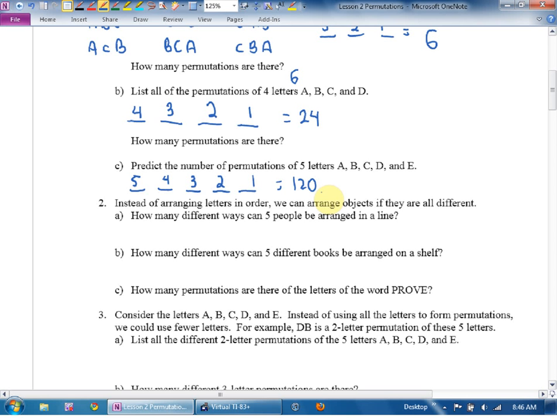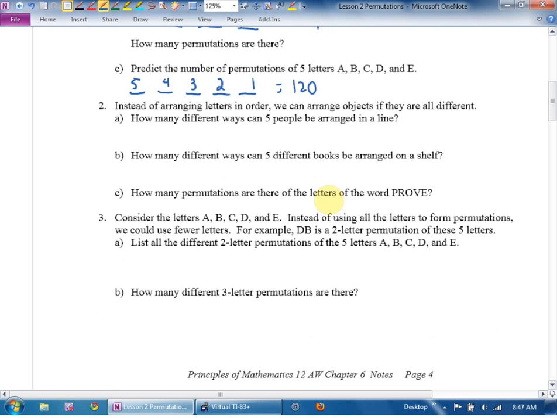We always start with letters because whenever they give us a nasty question, we're going to try and turn it into a word. We're going to try and somehow transpose it into letters. For example, instead of arranging letters, we can arrange objects if they're all different. How many different ways can five people be arranged in a line? Well, I could call the first person A, the second person B, and then C, D, and E, and it's also going to be 120.